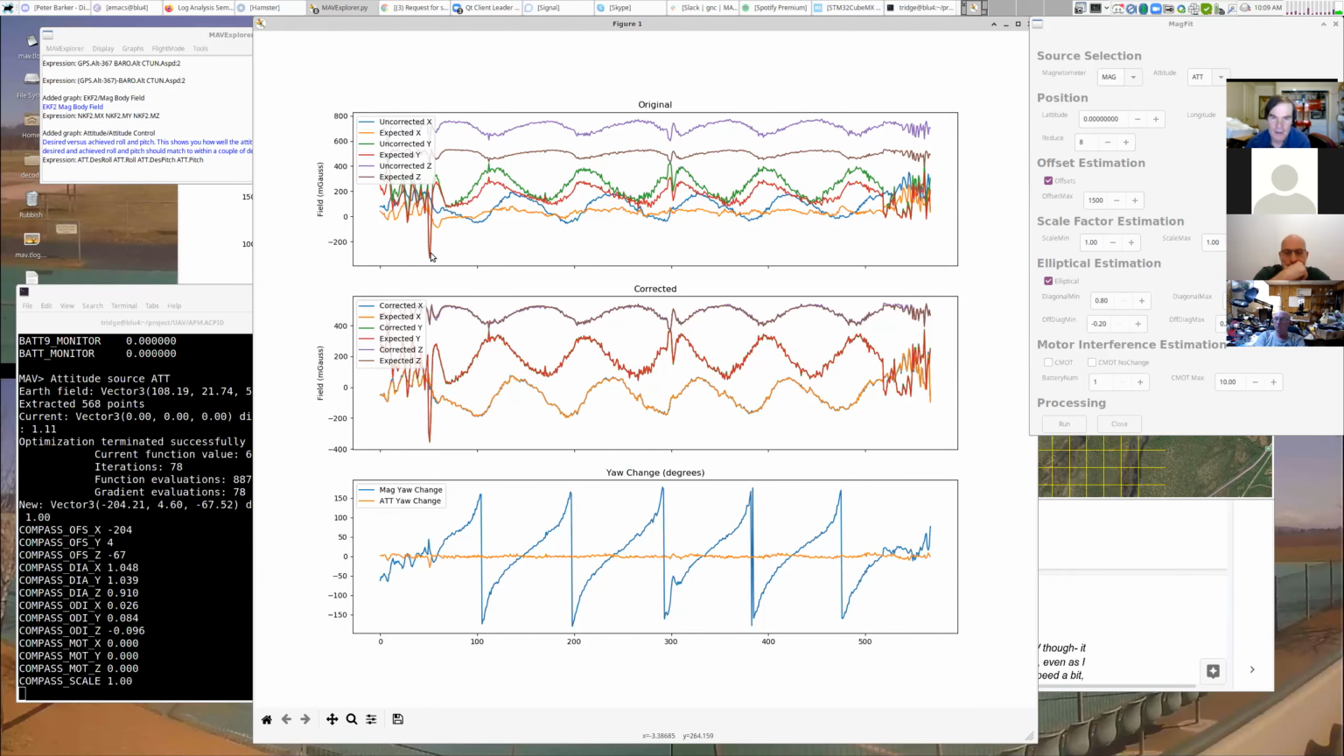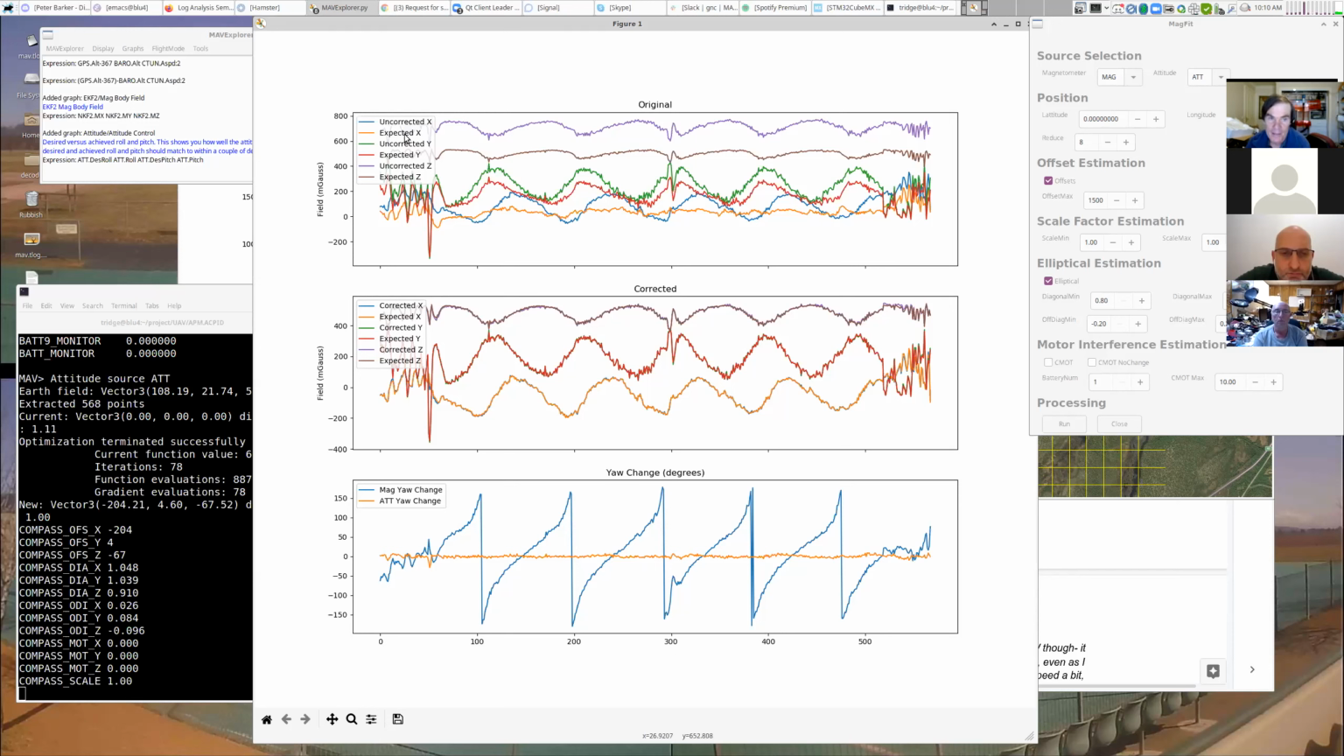The top graph is what happened in his flight, and we have 6 lines for each of X, Y, and Z. X is to the front, Y is to the right, and Z is down in body frame. On our little flight controller here, X is along that way, Y is that way, and Z is that way. The blue line is the uncorrected X. This blue line is the value his sensor gave in flight, so it's the actual reading from the compass in flight.